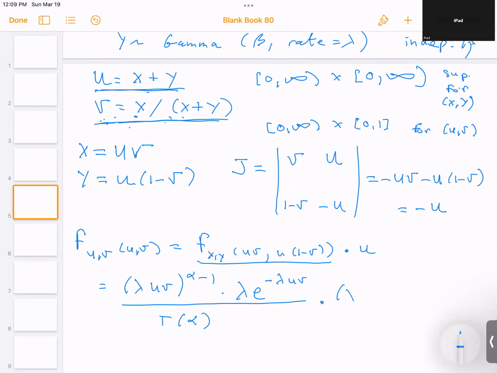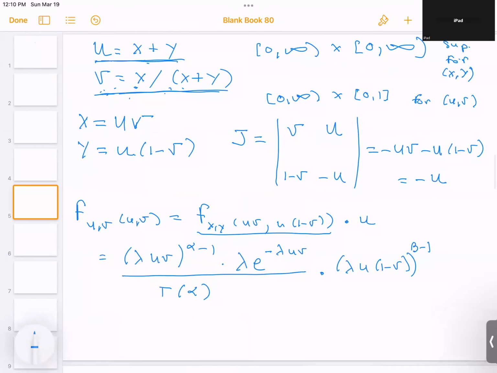It's just lambda u (1 minus v) to the beta minus 1, times lambda e to the minus lambda u (1 minus v) over gamma beta, and then times u out here. Kind of a mess, but okay, it's not too bad.